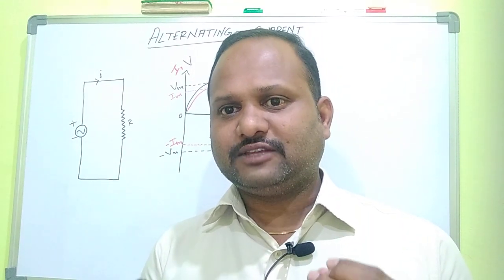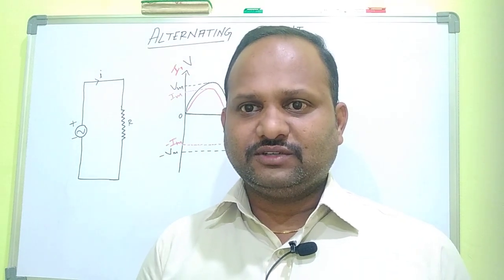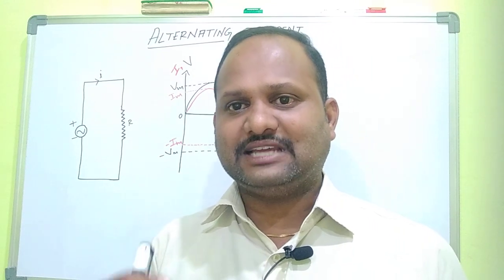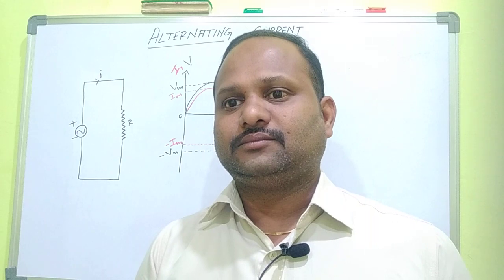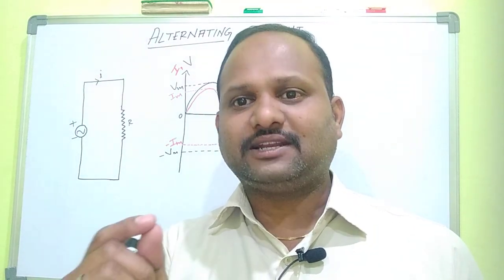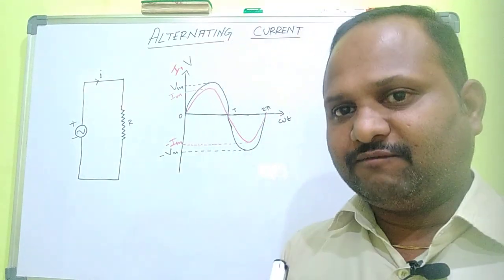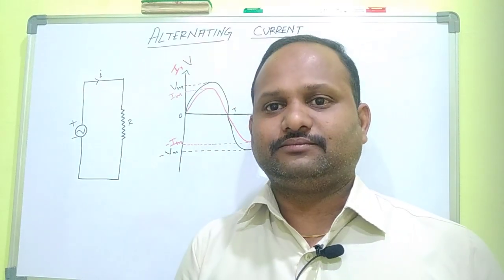What is the nature of the EMF? The nature of the EMF is that it changes its magnitude continuously and changes its direction at a regular interval of time. That type of EMF or voltage is known as alternating voltage. Alternating voltage is the voltage which changes its direction at a regular interval of time.